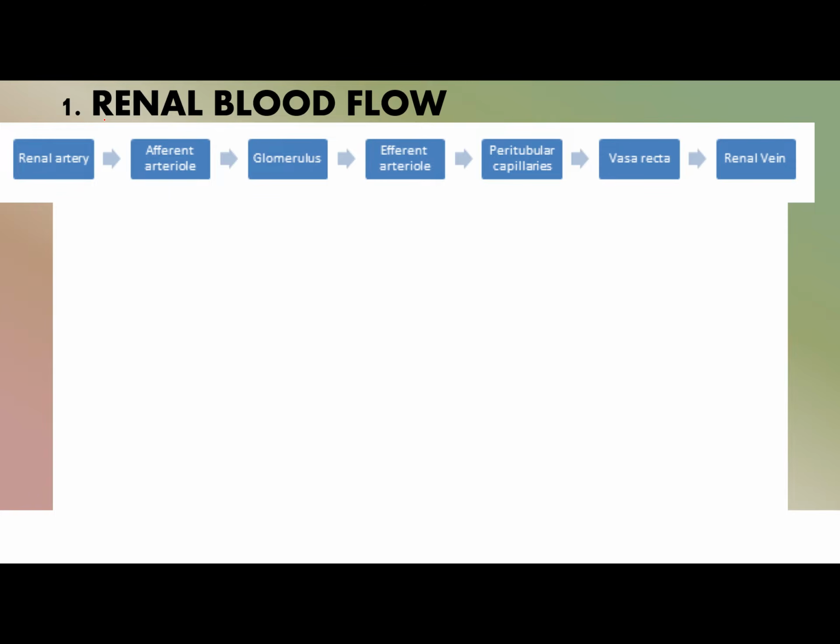Now, let's first tackle the first renal function, yung renal blood flow class. Now, for renal blood flow, there are steps. These are the steps in renal blood flow. It begins with the renal artery, the afferent arteriole, the glomerulus, the efferent arteriole, the peritubular capillary, the vasa recta, and the renal vein. So let me explain them step by step.